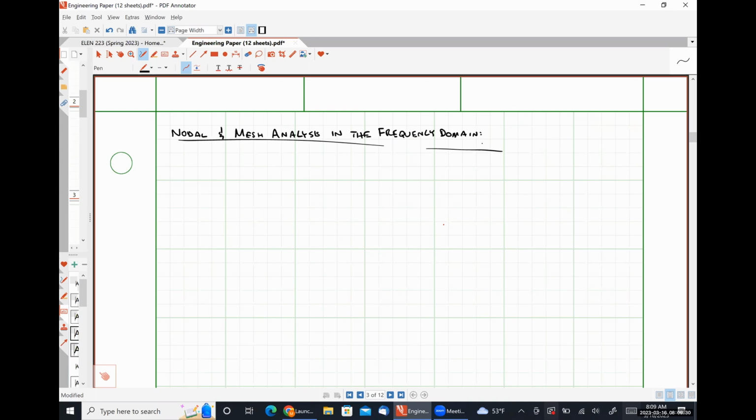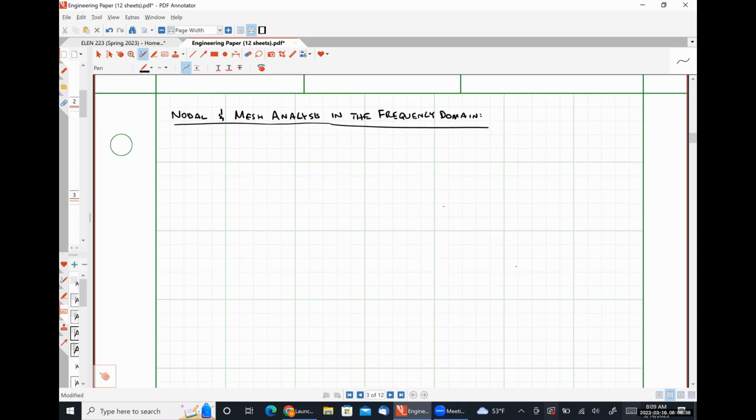Let's start with the following problem. We are going to have a 24-volt source here, 24 angle 0 degrees volts. And just to be clear, we're going to start off in the frequency domain today. We're not going to bother converting from the time domain to the frequency domain because I think we've gotten enough of that to this point.